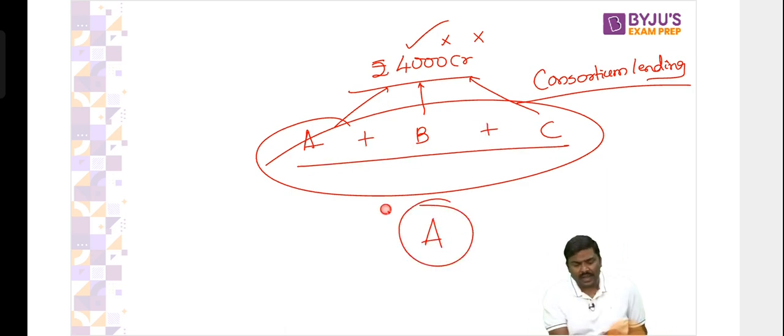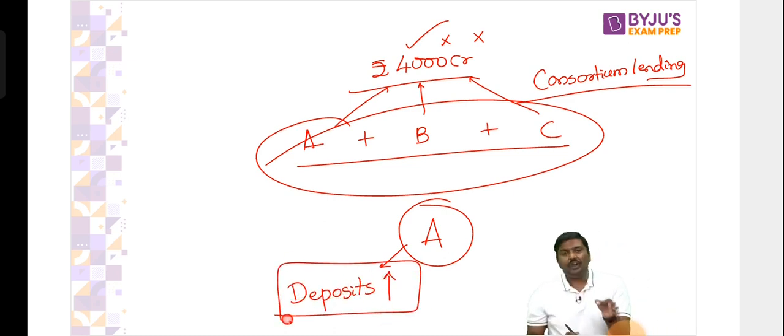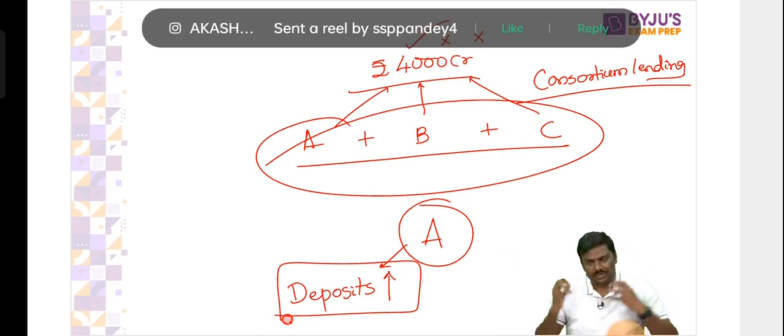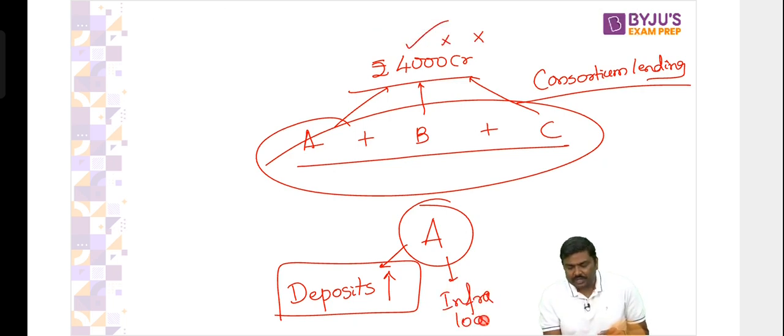Now, can I simply say that the amount of deposits with A has increased? This particular bank A can give larger value loans. That's the first point. Second, bank A can also provide infrastructure loans.